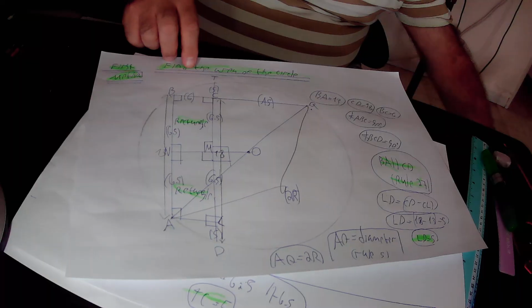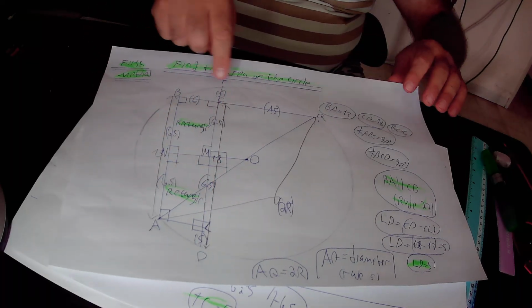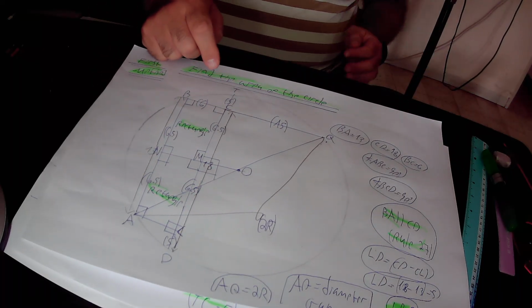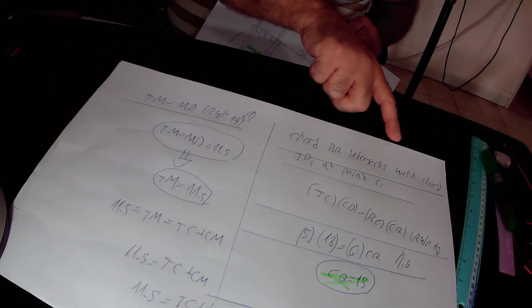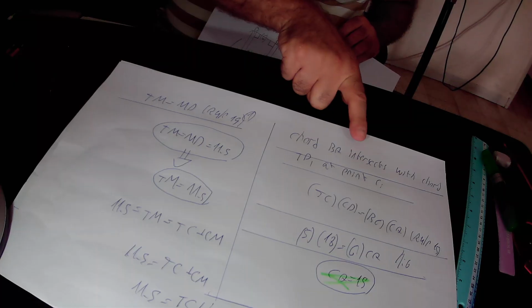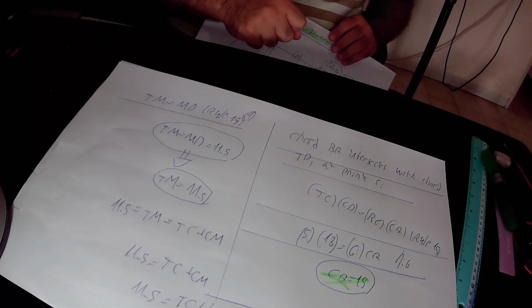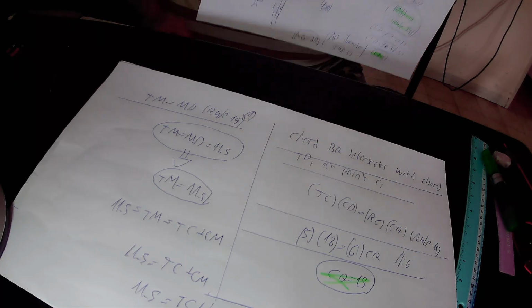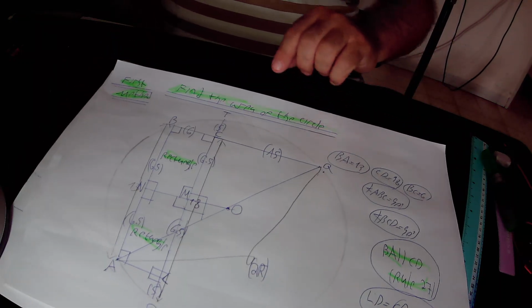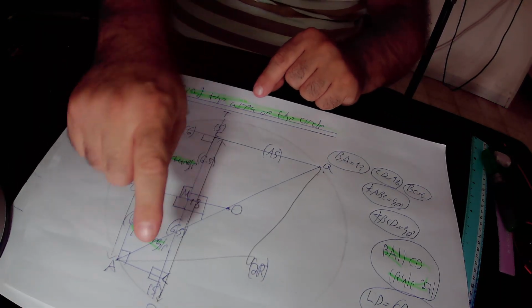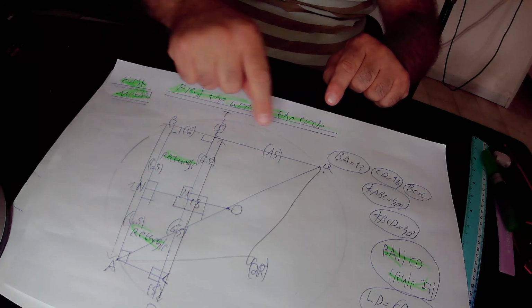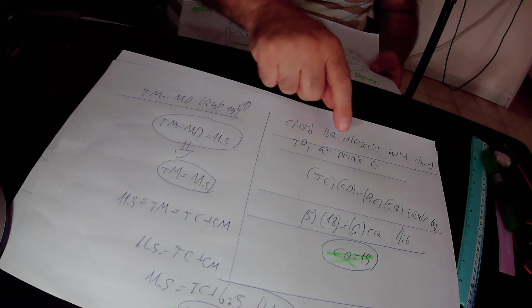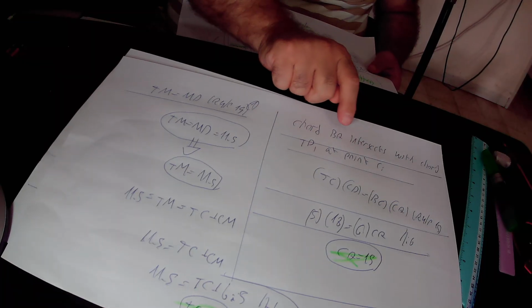Now in our drawing, chord TD intersects with chord BQ at point C. So all the requirements of rule 15 are satisfied, and therefore we can implement it. According to rule 15, the following equation is true: TC times CD equals BC times CQ.